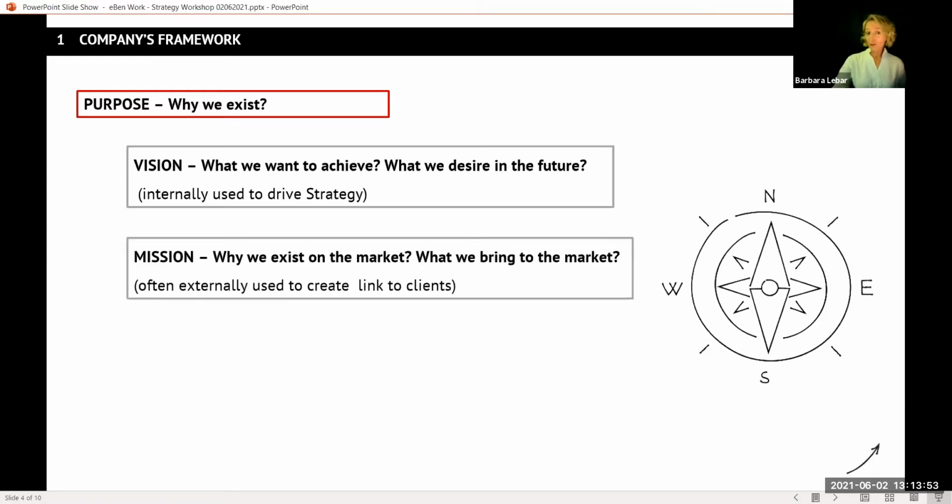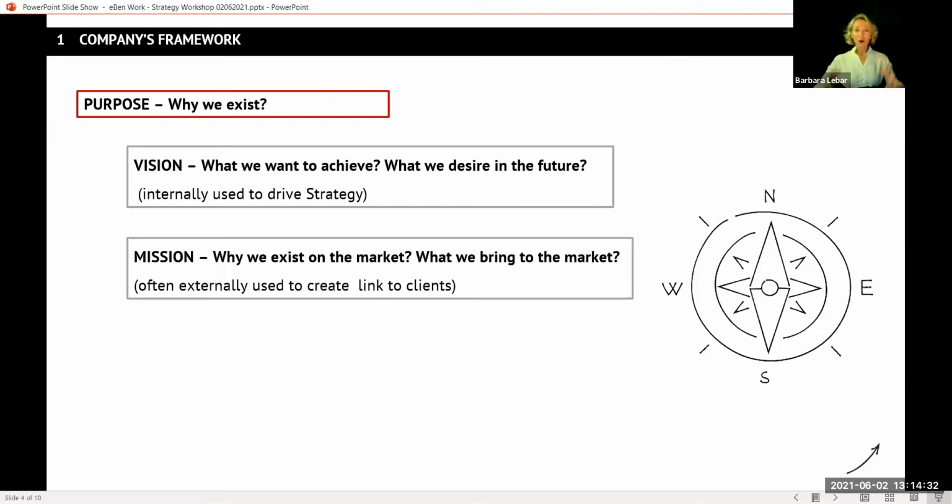Next to vision, very commonly, you will also see the mission of the company. And then you will say vision, mission, that's so similar. Yes, it is. So the mission, it's one step further. If the vision is used much more internally to inspire us and to drive the strategy, then the mission, it's actually why we exist on the market. So what we are bringing to the market, what value we are creating and bringing to our clients or to our partners. So what they can expect from us.